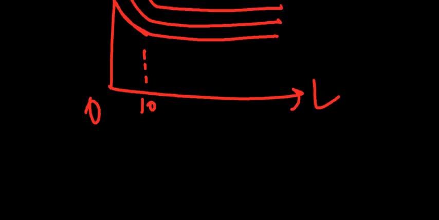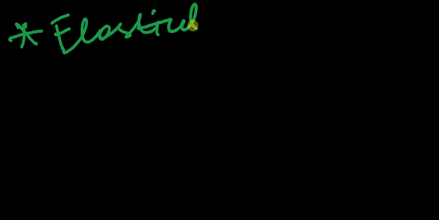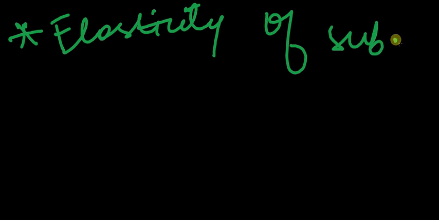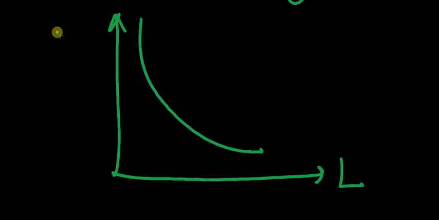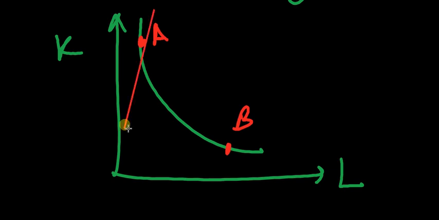Okay, now the last thing that I want to talk about in this chapter is something which is known as the elasticity of substitution. Now, what is elasticity of substitution? So understand this as follows. Suppose I draw a general isoquant. Now when I move from one point to another, there are two things that are happening simultaneously. What are the two things?